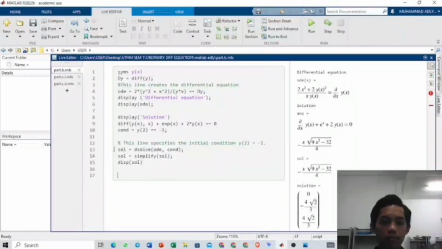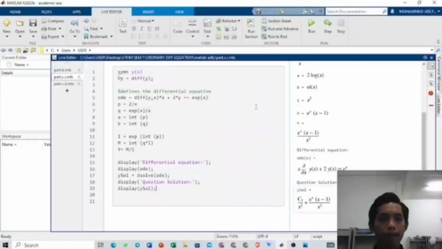The next line, the function dsolve is used to solve the differential equation defined in ODE, and the condition specified is COND. So the solution is stored in the variable sol. Finally, the last line simplifies the solution stored in sol and displays it. So this is the calculation generated from the coding, and it gets the same answer as the manual calculation.